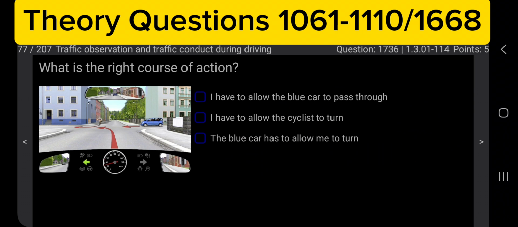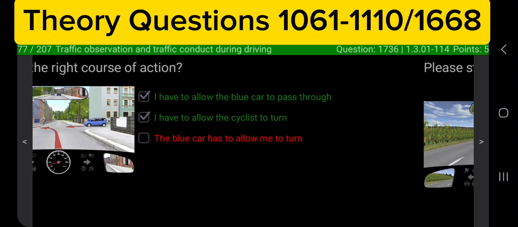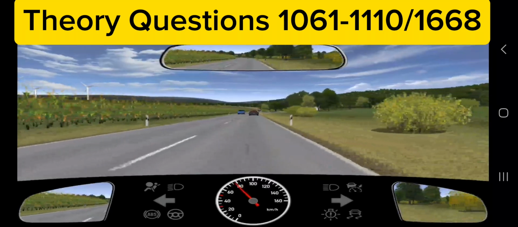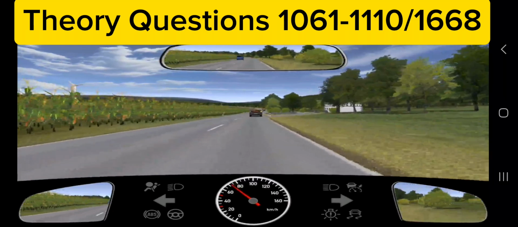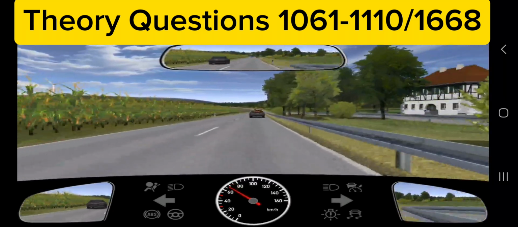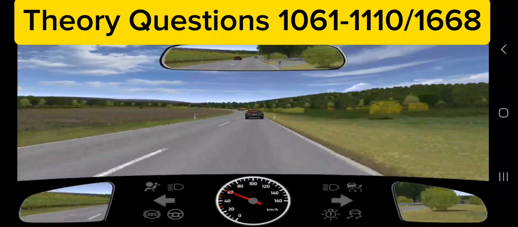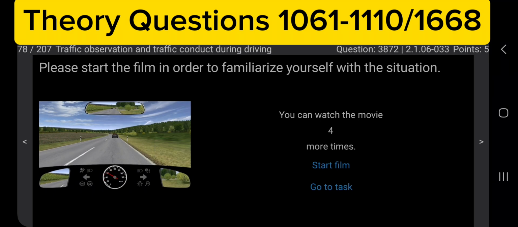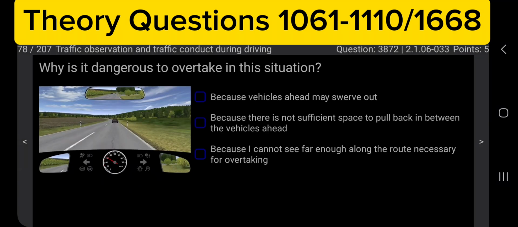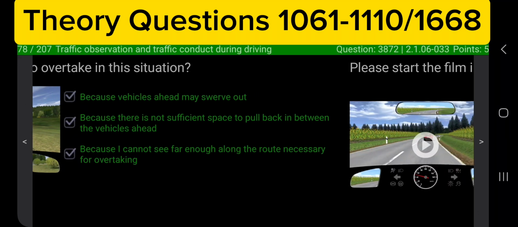What is the right course of action? I have to allow the blue car to pass through. I have to allow the cyclist to turn. The blue car has to allow me to turn. Because vehicles ahead may swerve out. Because there is not sufficient space to pull back in between the vehicles ahead. Because I cannot see far enough along the route necessary for overtaking.